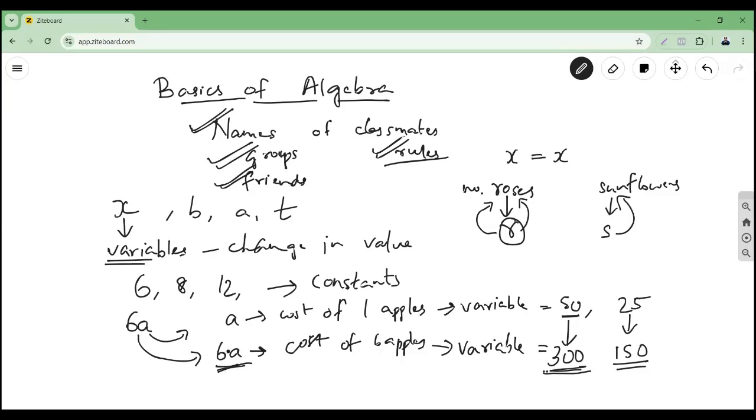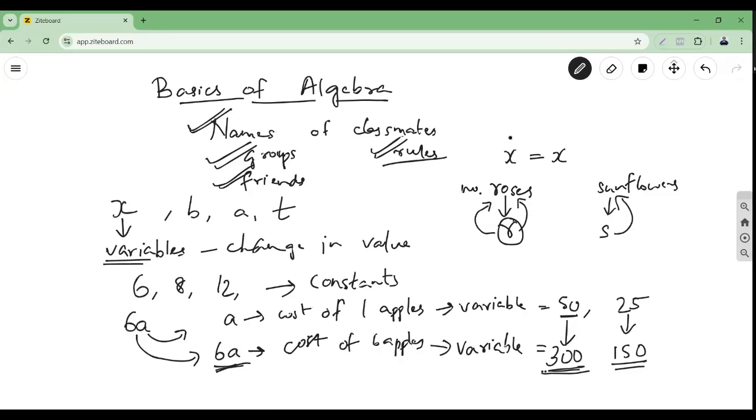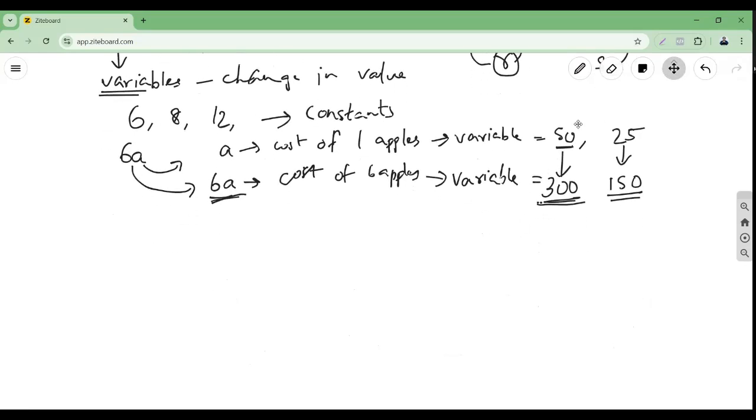So when a variable is there along with a number, like this 6a or minus 3y or 6z or something like that, this is not a constant. These are all variables, because if z will vary, then 6z also is going to vary. It's going to change. So it's not a constant. Remember that. But if it is separate, like 100, this is a constant. There is no ambiguity. This value is not at all going to change. So this is a constant.